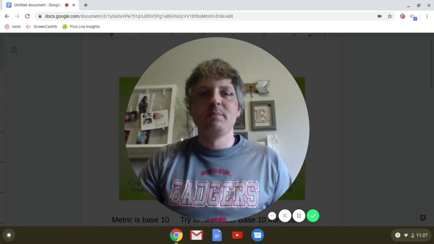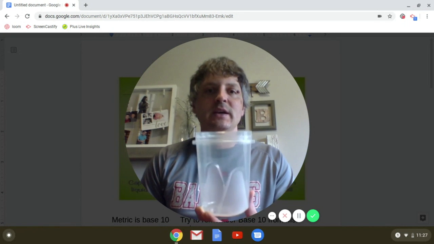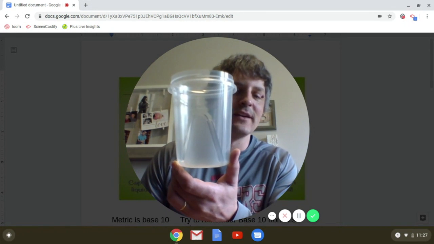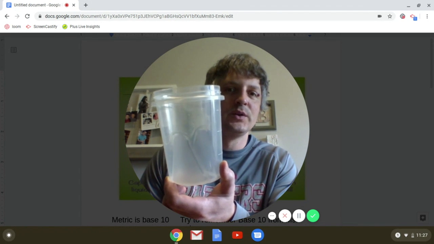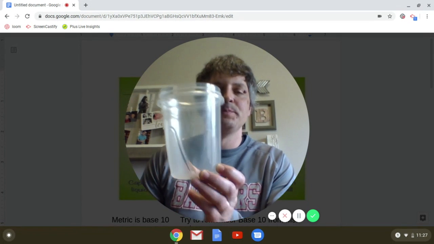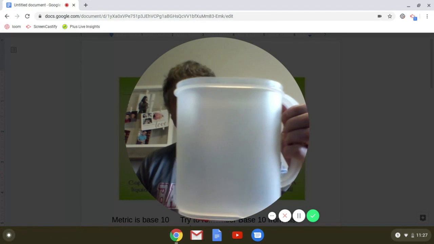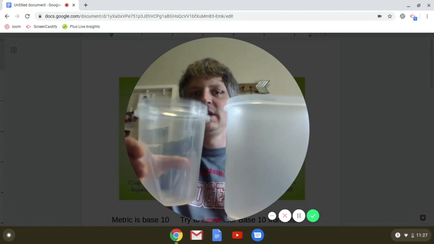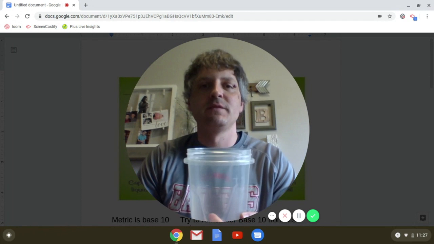Now the base unit of measurement for liquid in the metric system is the liter, and this is a 1 liter container that I found in my Tupperware. This will hold 1 liter of liquid. I also found another container. This will hold 2 liters. So 2 of these will fit in this. This is the base unit of measurement for metric.